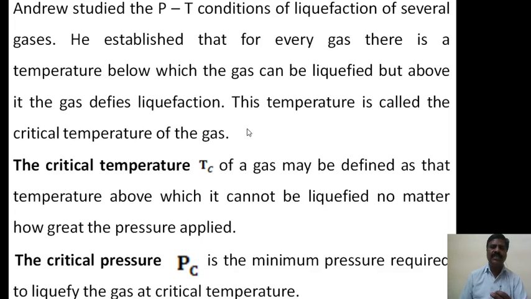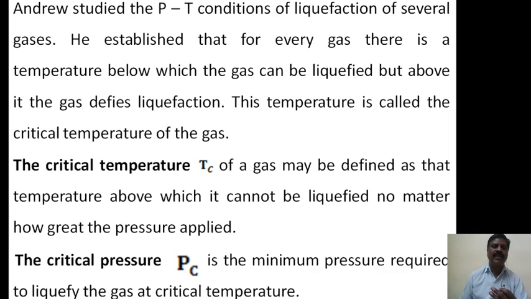Therefore we say simply, at a particular temperature, above that temperature the gas remains in the gaseous state and liquefaction is not possible, and below that temperature the gas becomes a liquid. That temperature is called the critical temperature of the gas.